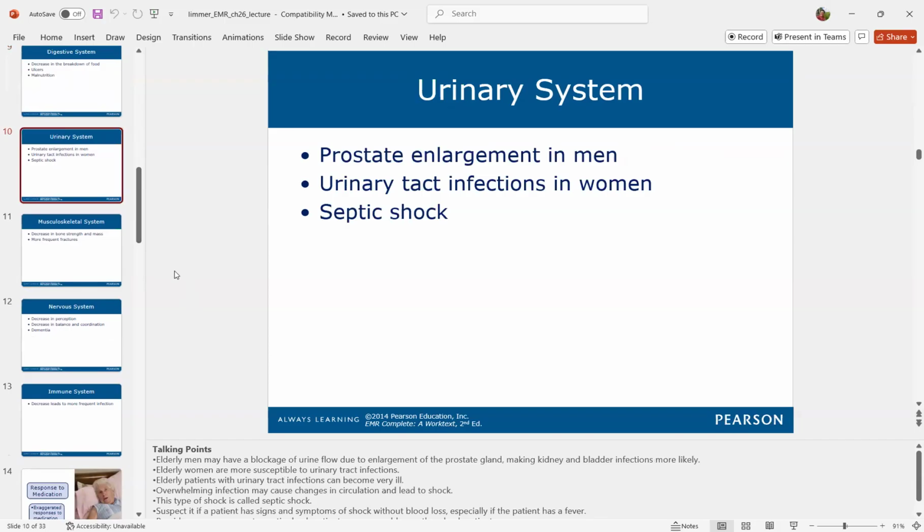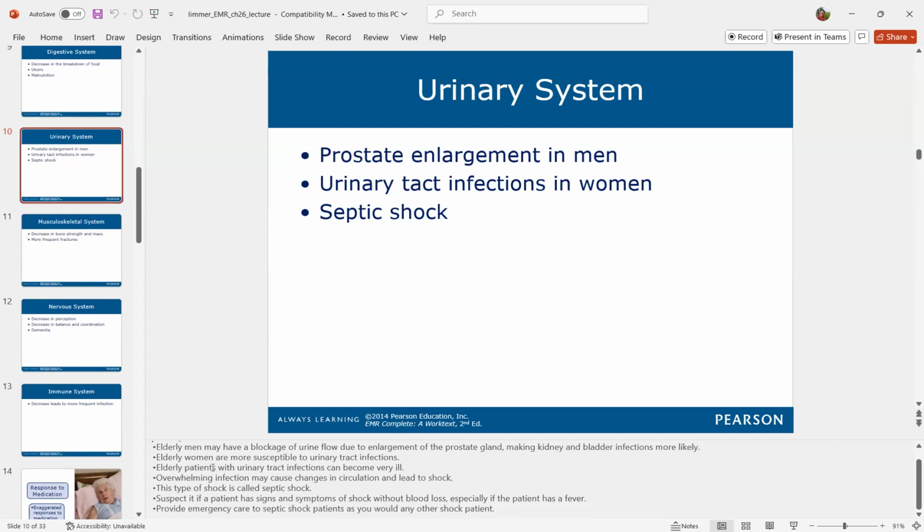Urinary systems. Elderly men may have a blockage of the urine flow due to an enlargement of the prostate gland, making kidney and bladder infections more likely. Elderly women are more susceptible to UTIs, or urinary tract infections. Elderly patients with a UTI can become very ill. Their overwhelming infection may cause a change in their circulation that can lead to shock. That type of shock is called septic shock, kind of all over in their body.